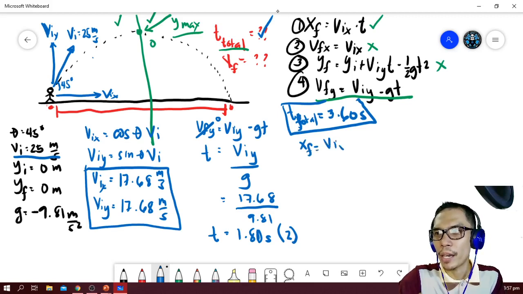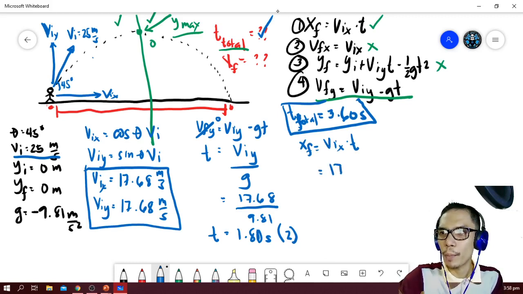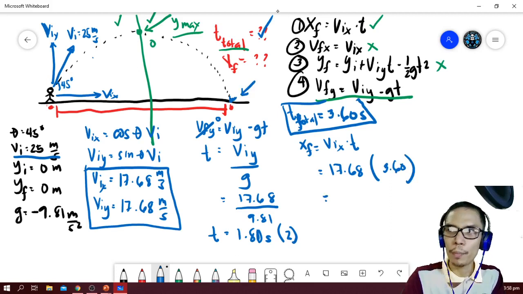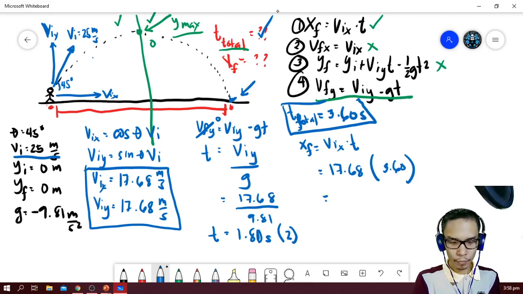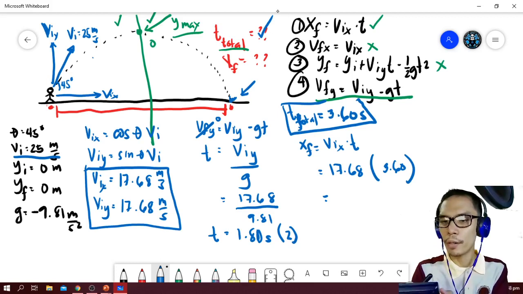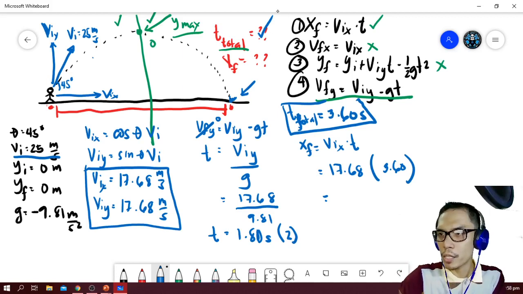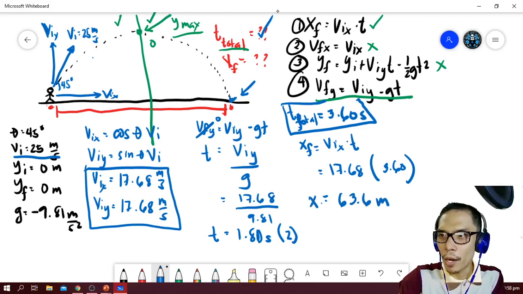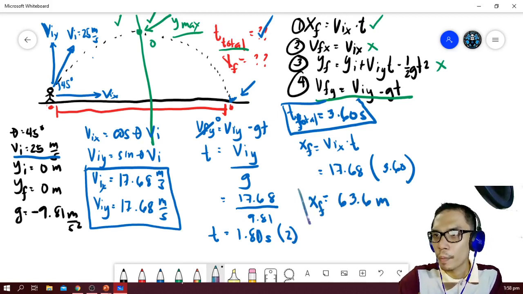So we can now use this one, x sub f is equal to v sub ix times time. Okay, so there you go. So what is the v sub ix? So that will be 17.68 times the time, which is the total time. So we have 3.60 seconds. So that will be 17.68 times 3.60. So that will be 63.64. Okay, 63.6. Alright, 63.6 meters. So that is our range.